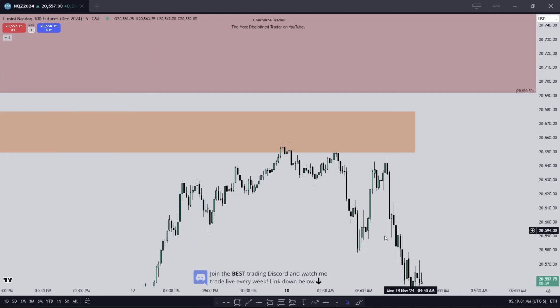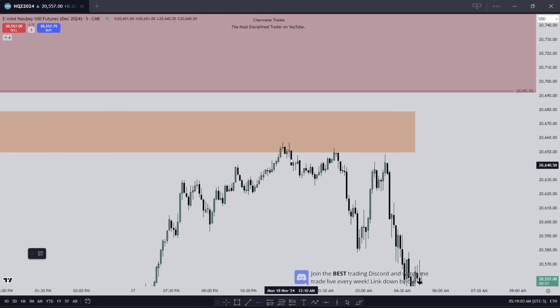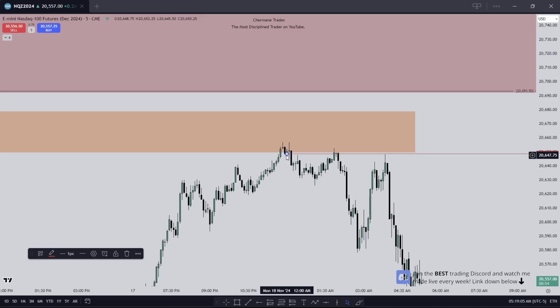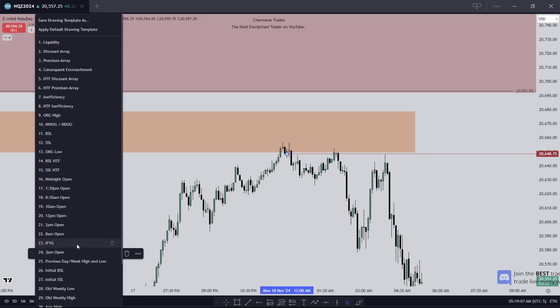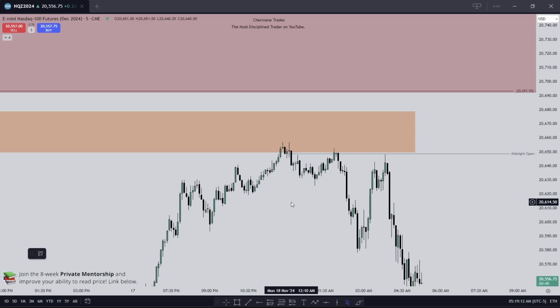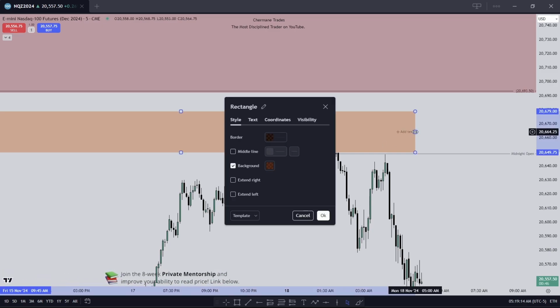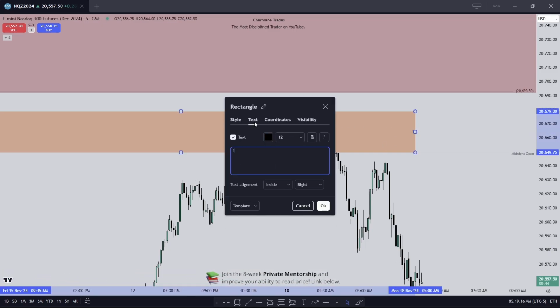Let's get in a little deeper. Slap on a little bit more insight. Midnight opening price. You want to have that on your chart when you're trading in London, or at least looking at it. All right. No editing here. Complete walkthrough.